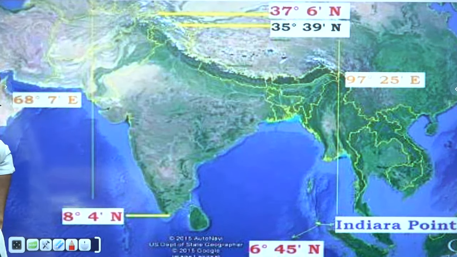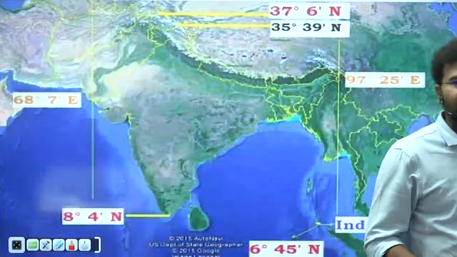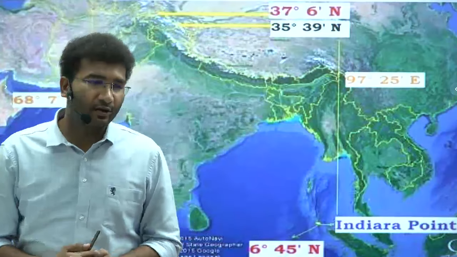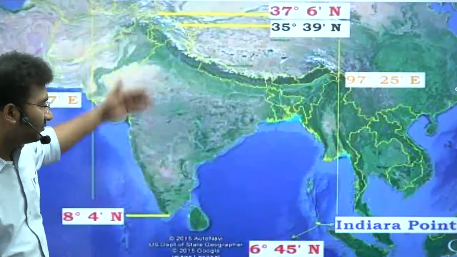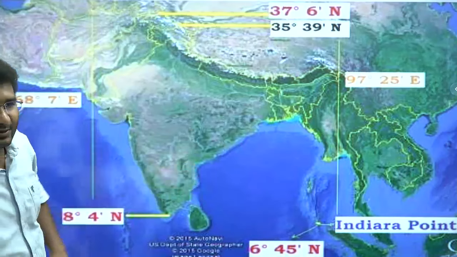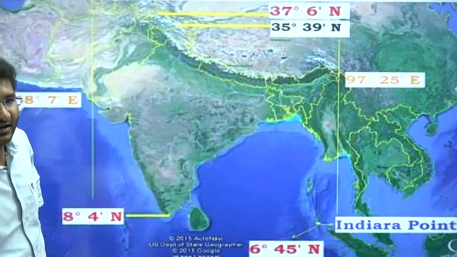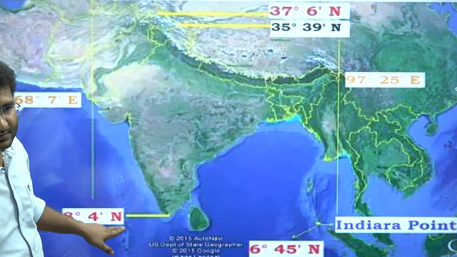What is a col? Col, C-O-L. Col is a landform which is formed because of a glacier. Indira Col is called a landform in the glacier. Southernmost point is Indira Point. Now where is it present? It is present in the Nicobar Islands. Right? Mainland 8 degrees 4 minutes.